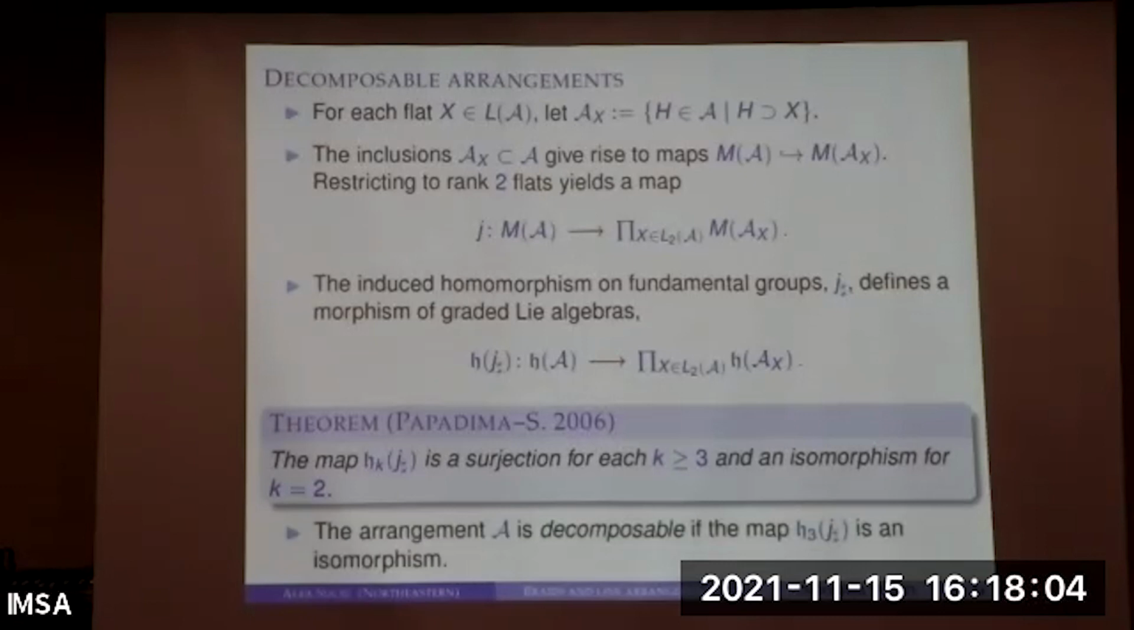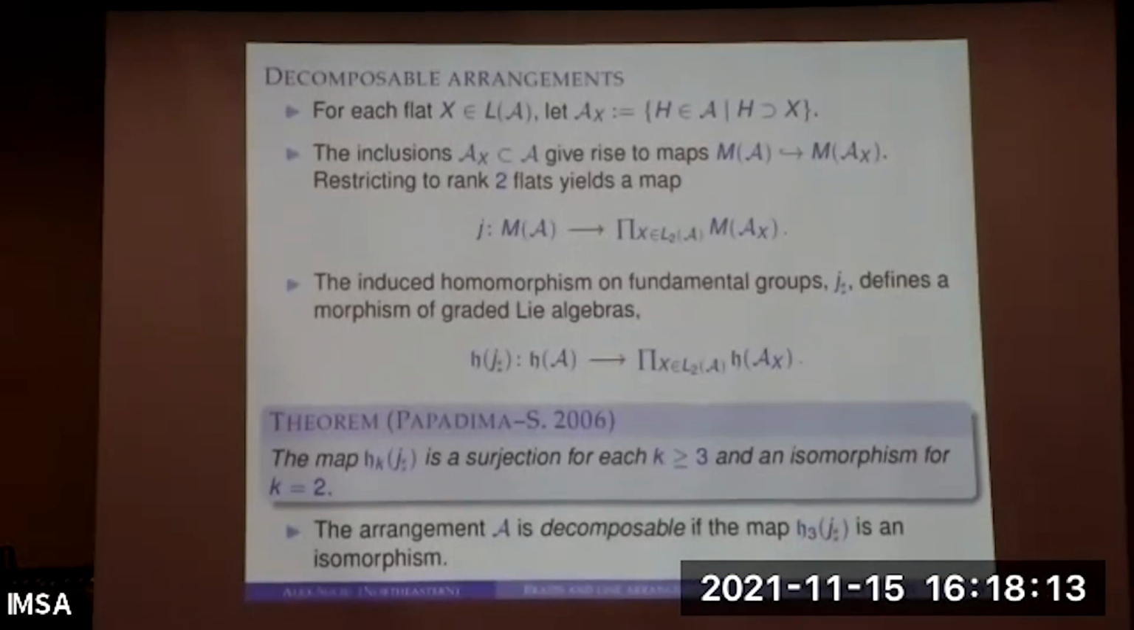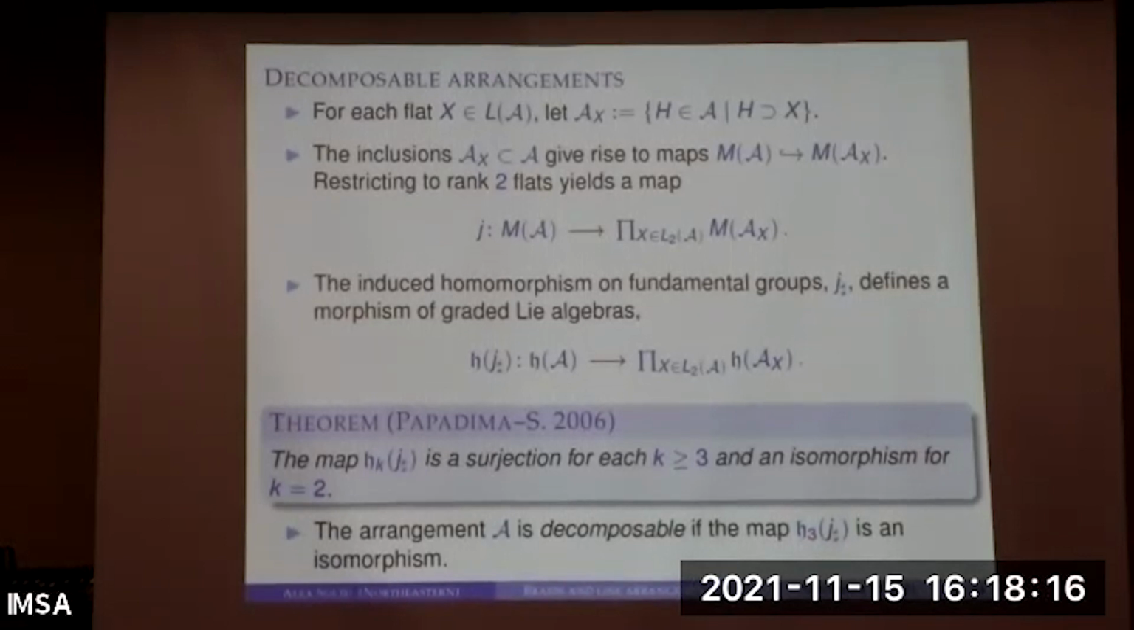So we focus on that and make a definition. We call an arrangement decomposable if this map in degree 3 is an isomorphism. In other words, the third LCS quotient, the third graded piece of the holonomy algebra, is as small as possible. You have this lower bound here, and you have as few elements as possible. Then we call the arrangement decomposable.